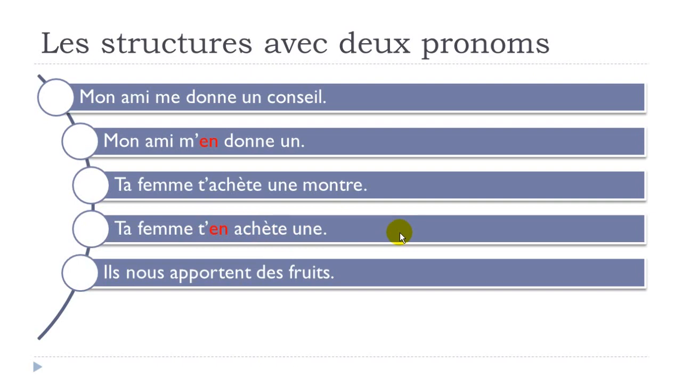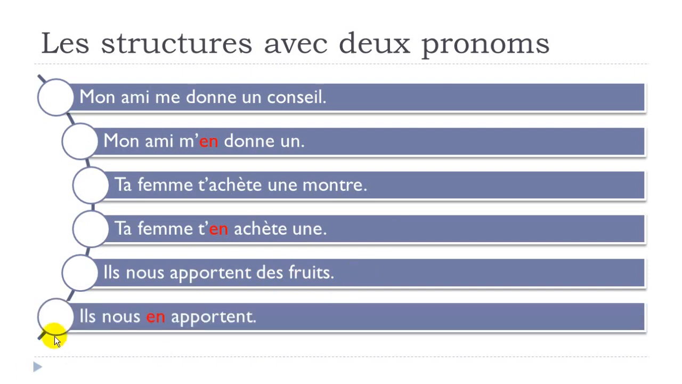Okay, then il nous apporte des fruits. Remember, apporter is to bring, des fruits, fruits. In that case we would like to replace des fruits, and so we will replace it with the pronoun en. Okay, il nous en apporte. All right, so nous first, then your pronoun en, then the verb.